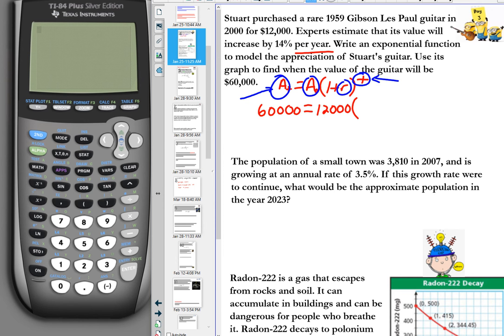And it was increasing by 14% per year, so my growth factor is 1.14 to the power of time. In order to get the t by itself, I have to get rid of the 12,000 and I have to get rid of the 1.14. The way that you remove a base, we have not done this yet. In this case, that base is 1.14. We have to isolate it. So what I have to get rid of first is the 12,000. What operation is the 12,000 doing? So the opposite would be to divide. So I get 5 is equal to 1.14 to the power of t.